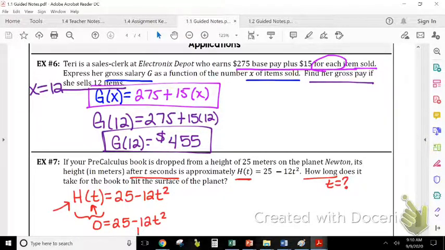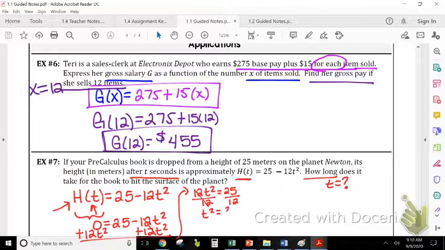All right, so I'm going to add that 12t squared. I'm going to write that up here. So I got 12t squared equals 25. I'm going to divide by 12. And so t squared equals 25 over 12. And take the square root. So t is equal to plus or minus.